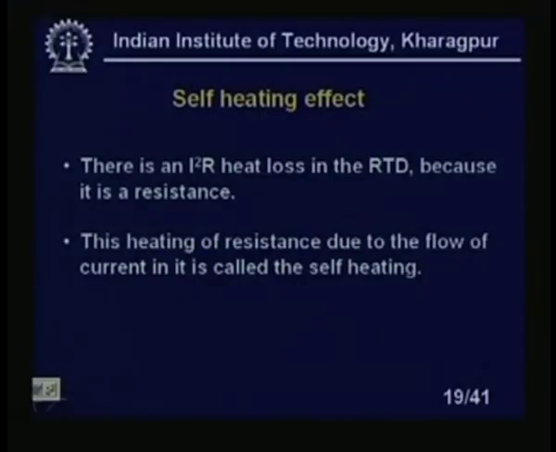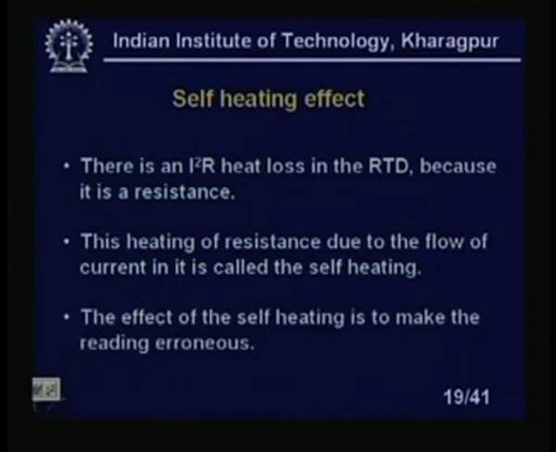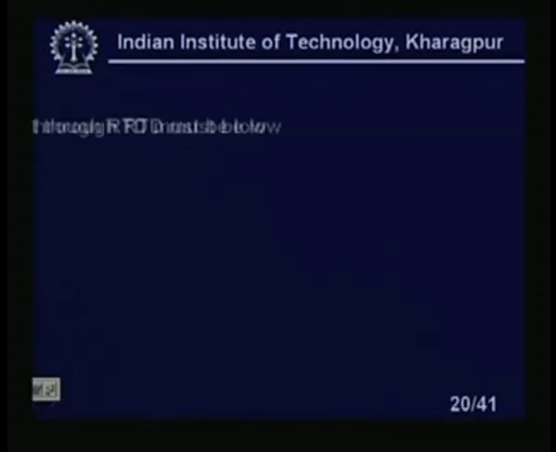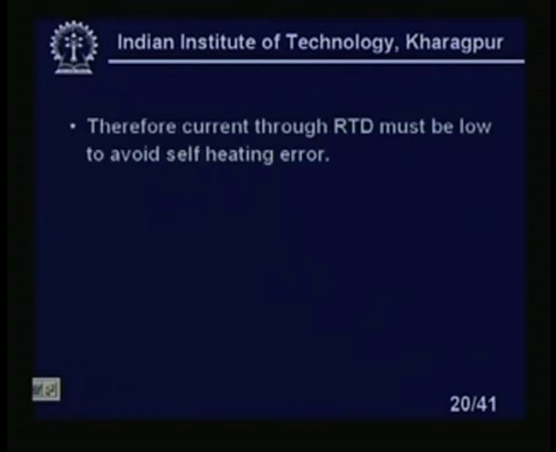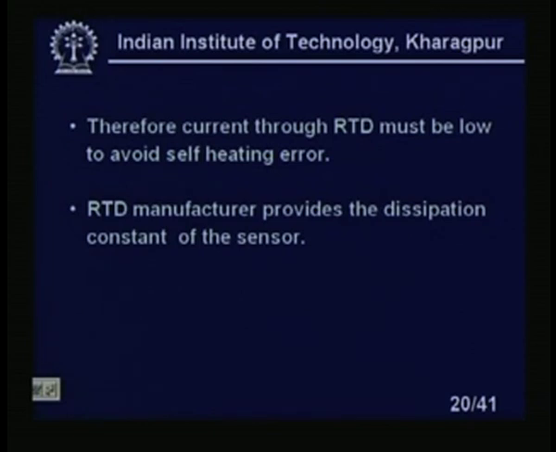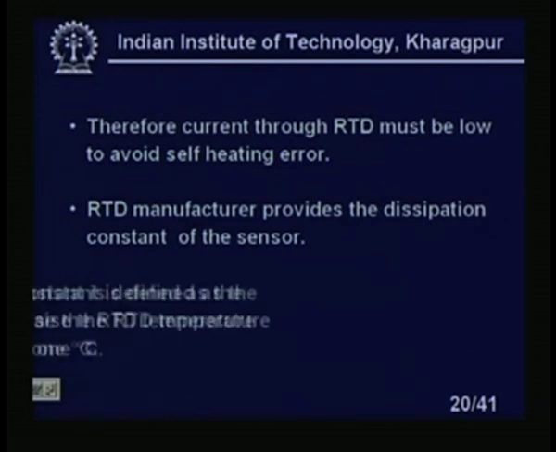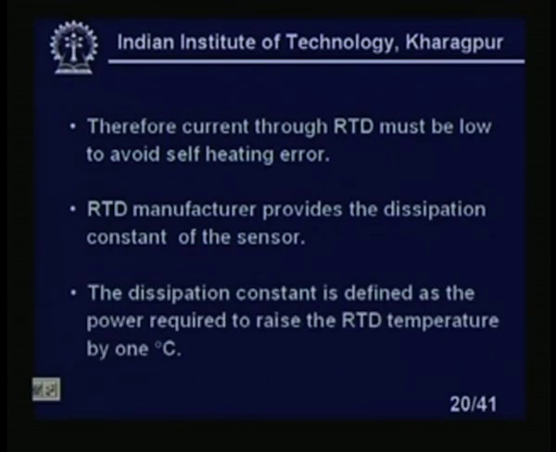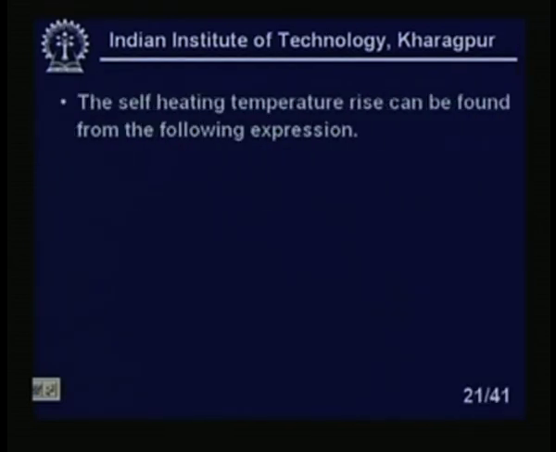The heating of the resistance due to the flow of current in it is called self heating. The effect of self heating is to make the reading erroneous, quite obvious. Therefore, the current through the RTD must be low to avoid the self heating error. Usually the RTD manufacturer provides the dissipation constant of the sensor. What is the dissipation constant? The dissipation constant is defined as the power required to raise the RTD temperature by 1 degree centigrade.